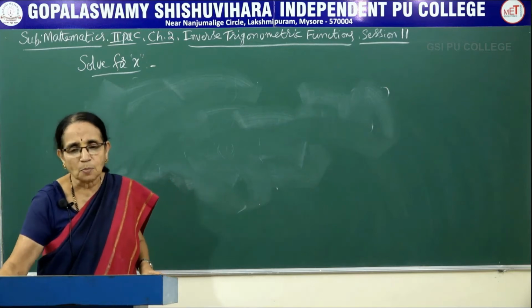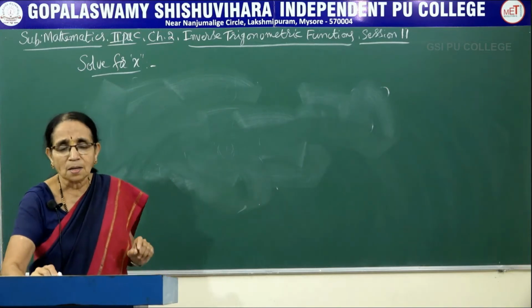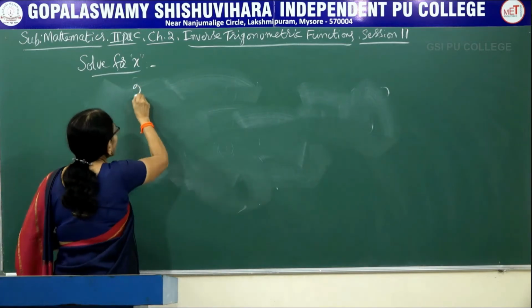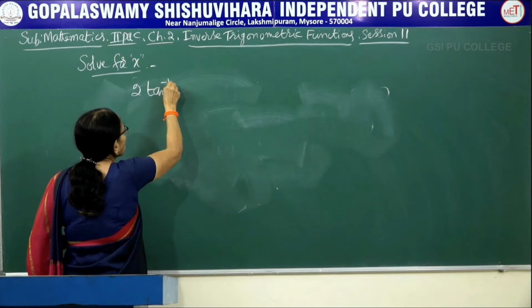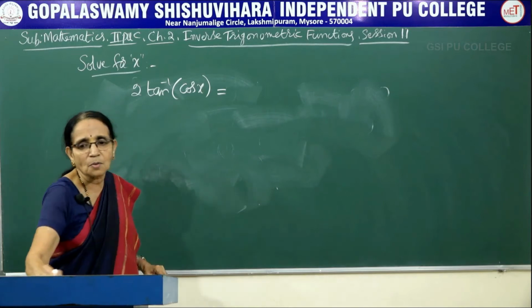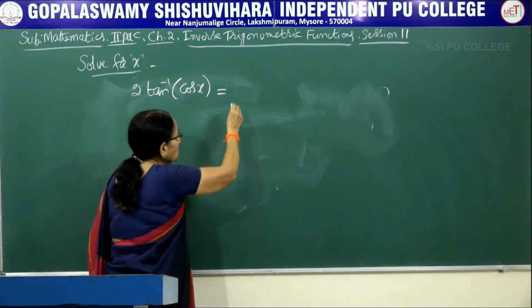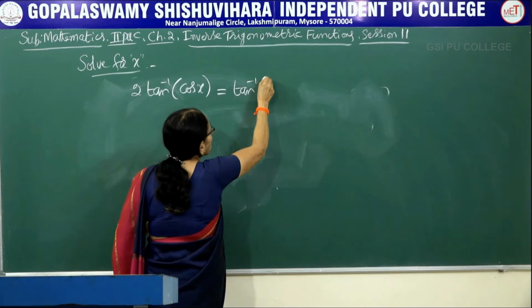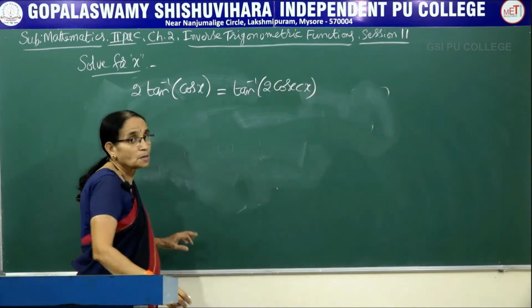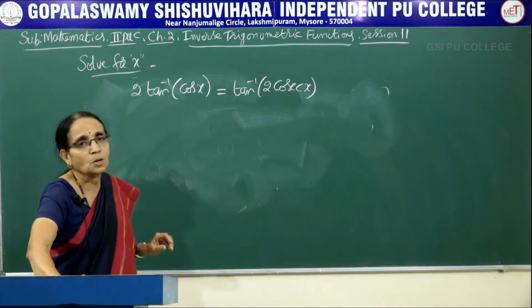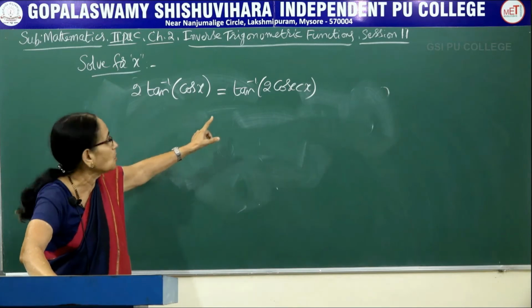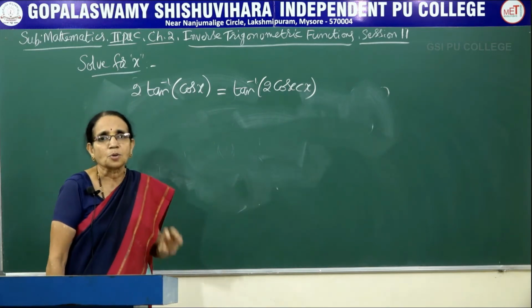Now the second problem can also be asked for a 2-mark question only. 2 times tan inverse of cos x will be equal to tan inverse of 2 times cosecant x. Now this is the equation. Using this one, we have to get the value of the unknown quantity: 2 times tan inverse of cos x equal to tan inverse of 2 times cosecant x.